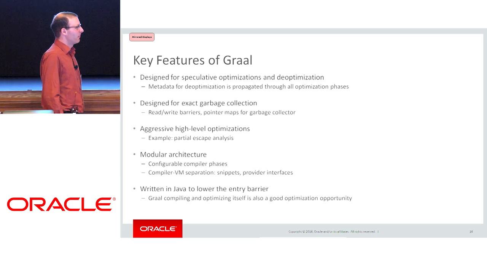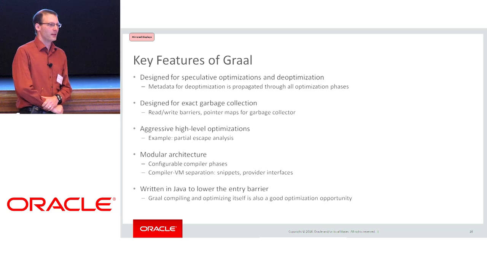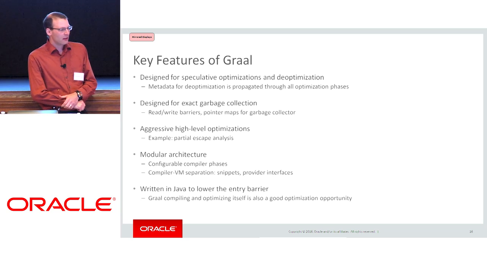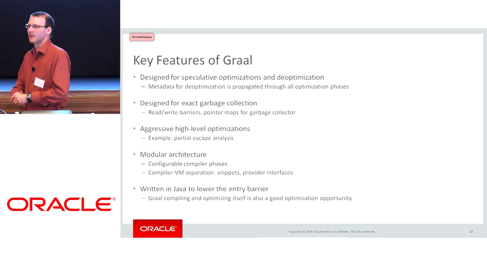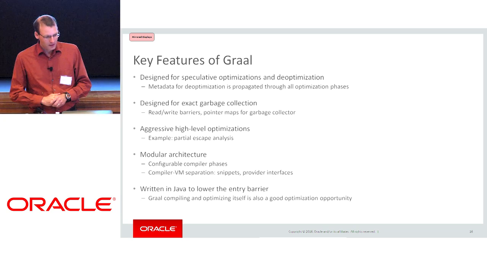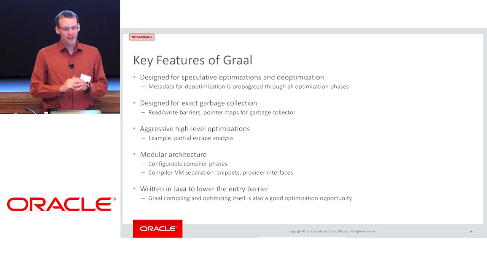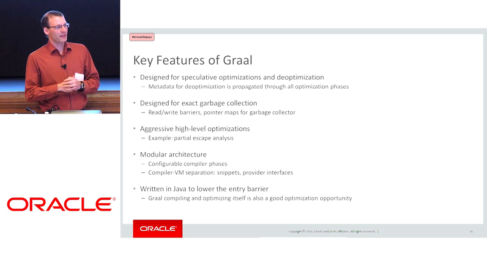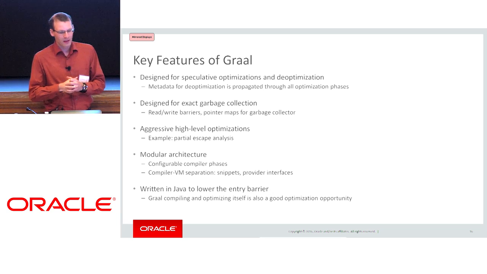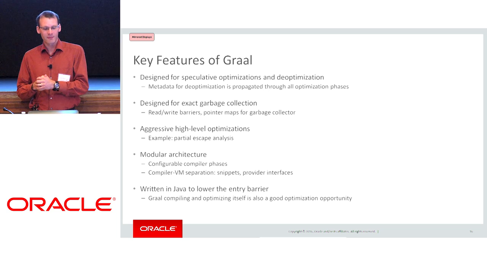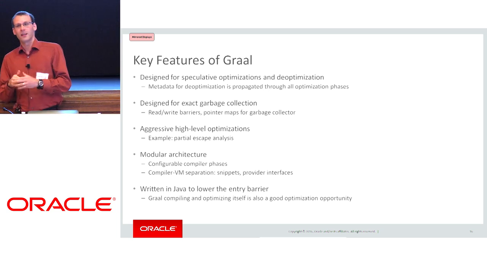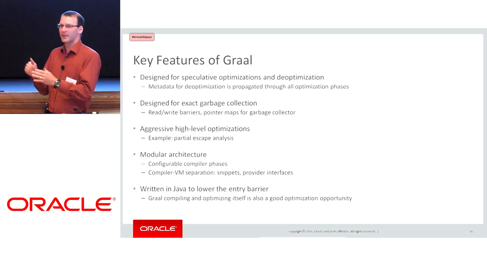Why does this one compiler approach work with Graal as the one compiler? That's because Graal is really designed for flexibility. And by flexibility, I mean it's really aggressively optimizing, but you can configure everything. It has this modular architecture where you can add phases, remove phases very easily, but also where the compiler and the VM is strictly separated.